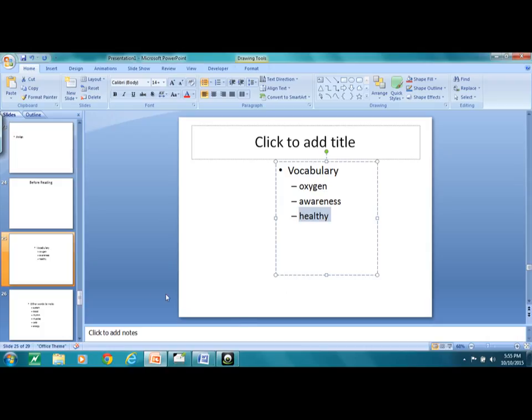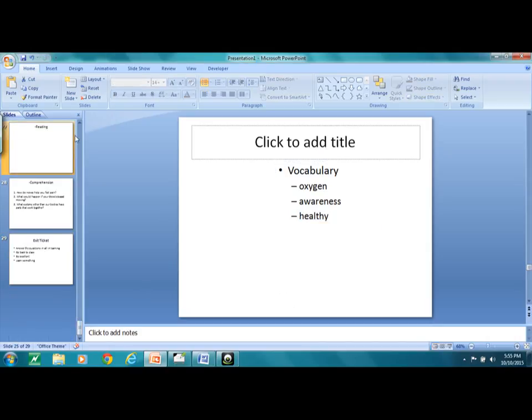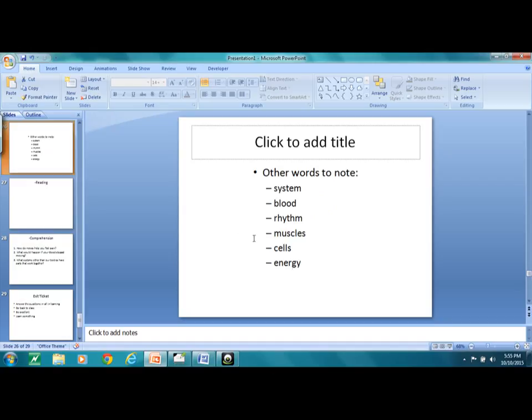Now there's some other words in there that you probably are going to say, my goodness, I don't know them. I'm going to go ahead and give you a chance to look at them. You may not necessarily master them right now, but I will tell you what they are. SYSTEM, system, say the word, system. BLOOD, blood, say the word, blood.